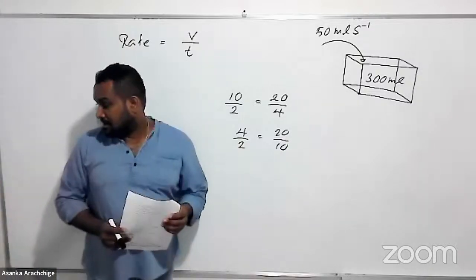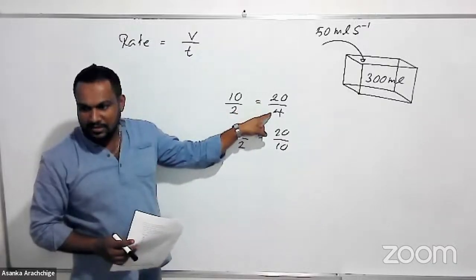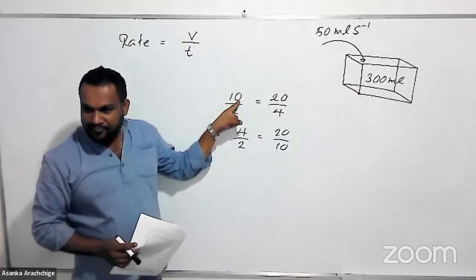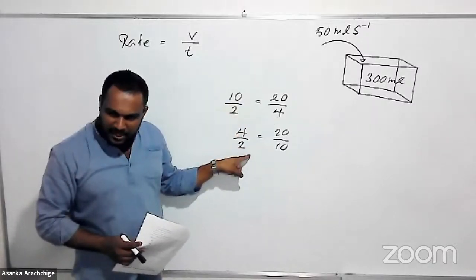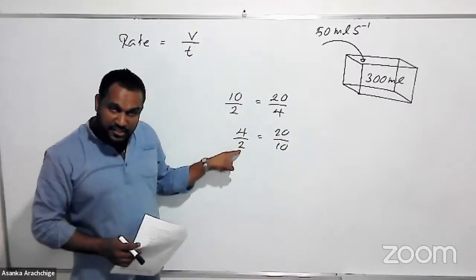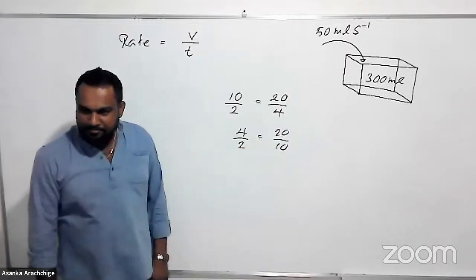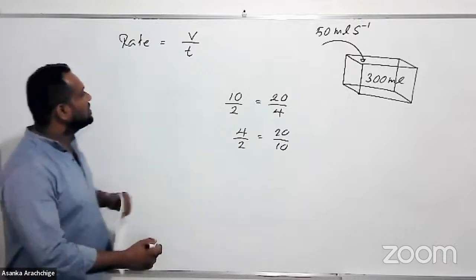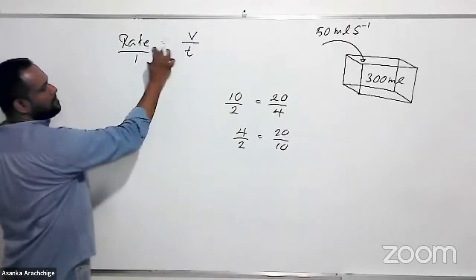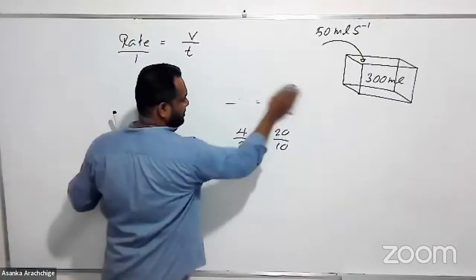Tell me, what have I done here? I have changed these two positions across. I have taken 10 here and 4 here. Is the equation still valid? The equation is valid. What is 4 division 2? 2. 20 division 10? That is also 2. Understood? Like that, across, you can change the positions of these two.